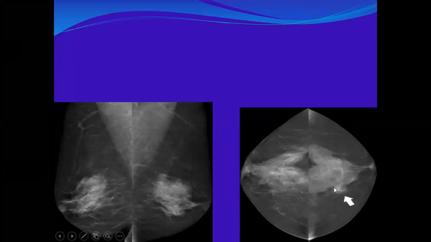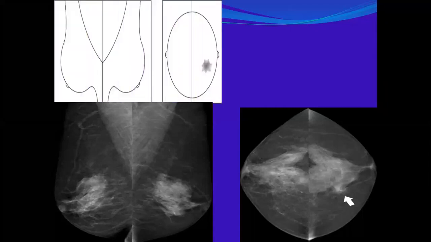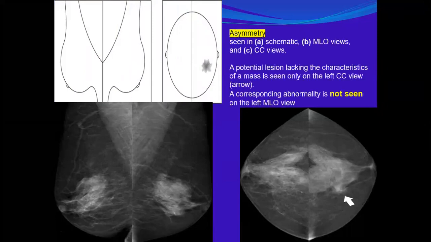And here, I could appreciate an area of asymmetry that has no correlate in the MLO. So what do we call it? Asymmetry. When we see an asymmetry in one view and not seen in the other, we just call it asymmetry: a potential lesion lacking the characteristics of a mass, seen in a single projection and not seen in the other standard projections.